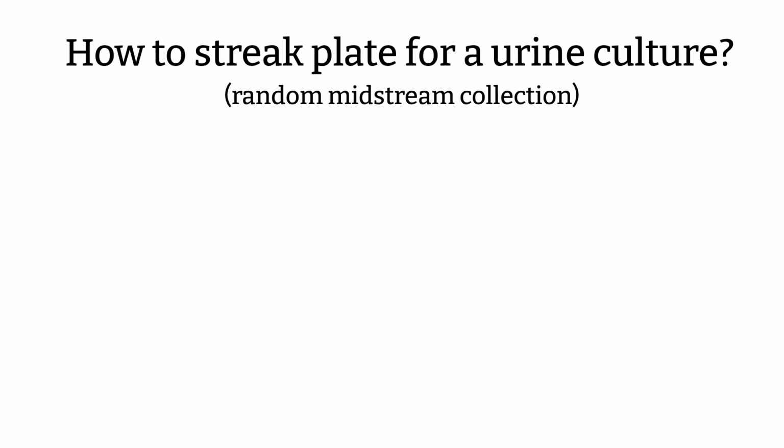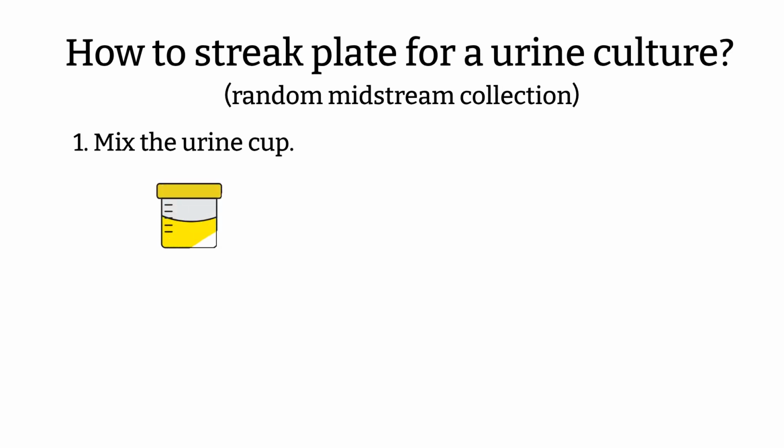How to streak a urine culture plate from the midstream collection method. Streaking a urine plate is different from other types of specimens. First, you have to mix the urine thoroughly. Make sure that you don't have any sediment down on the bottom. And then use your sterile urine loop and dip it into the urine.